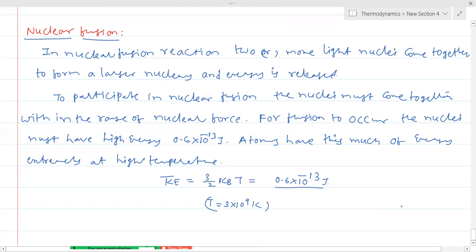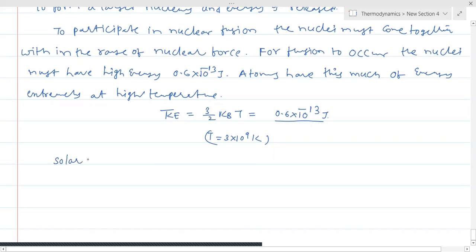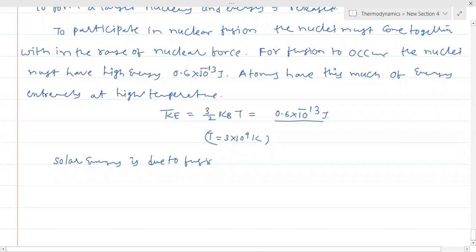So this is only possible at higher temperature. As this temperature is not possible on the Earth, we don't have such lab conditions to do nuclear fusion reactions. So we conclude that nuclear fusion generally takes place in stars. We take one example, that is solar energy. Our daily sunlight or sun radiation is due to fusion.